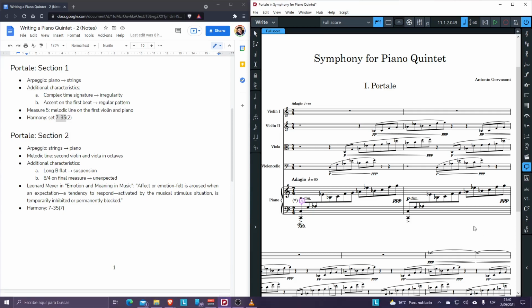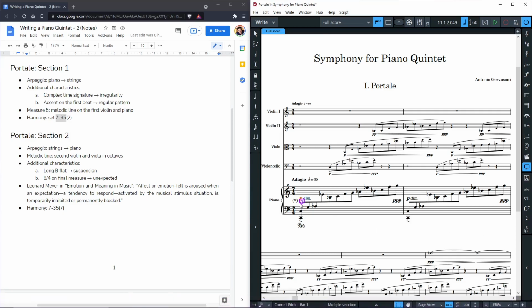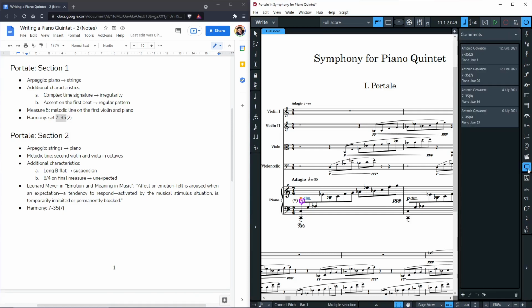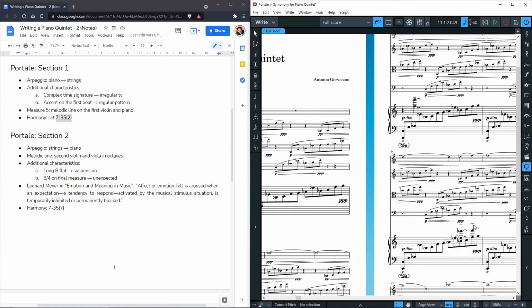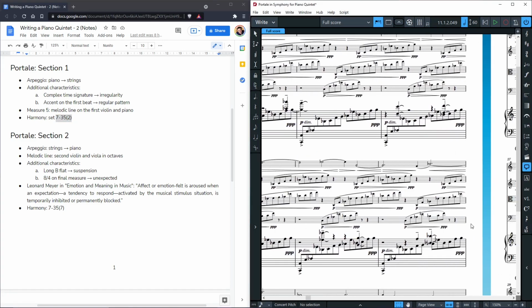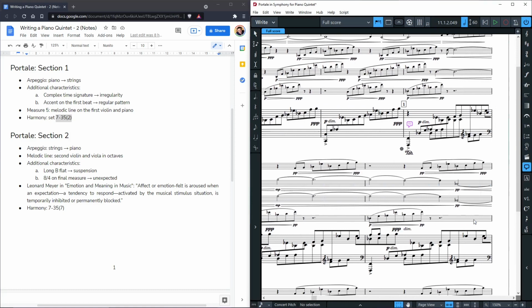You may have noticed this little purple callout down here. It's part of Dorico's comment function, and it means that there is a comment attached to this note. If I click on it and open the comment panel, you'll see what the comment says, 735 and the number 2 in parentheses. This means that this section uses set 735 transposed to note 2, which is D. I'll show you the transposition changes in each section and then make an interesting comment about them. We'll get there in a moment.